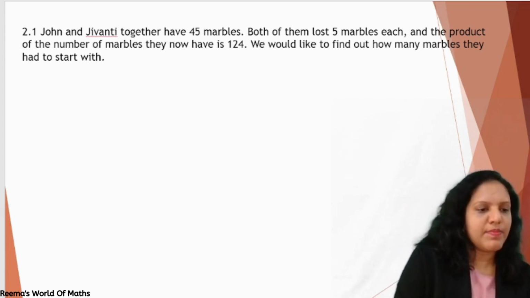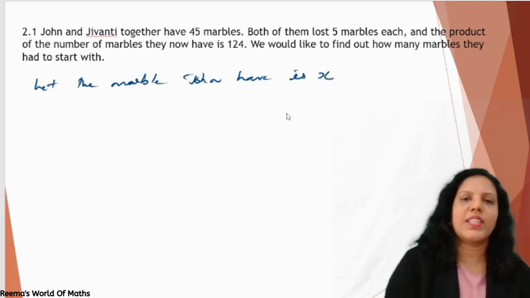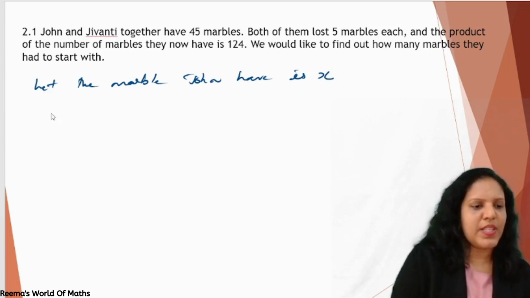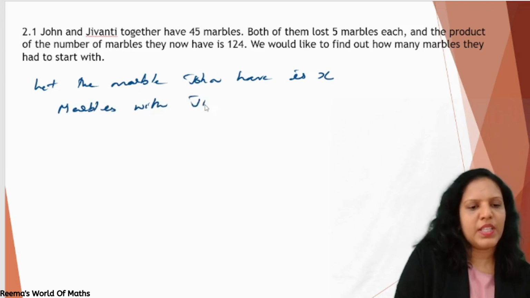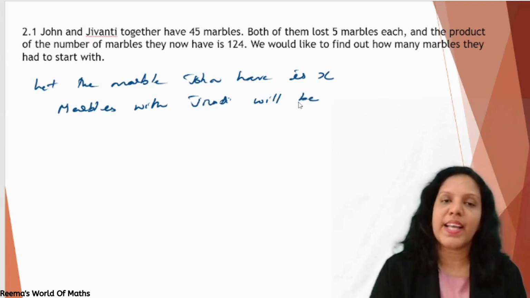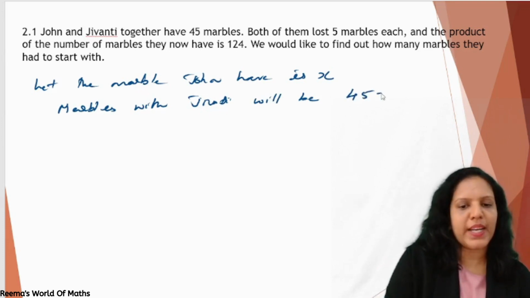So let the marbles John has be X. So what will be the marbles with Jivanti? The total number of marbles is 45, and John has X. So the marbles with Jivanti will be 45 minus X.